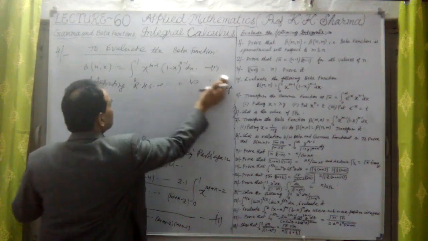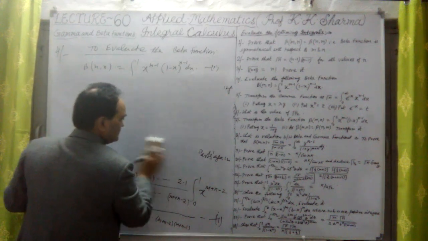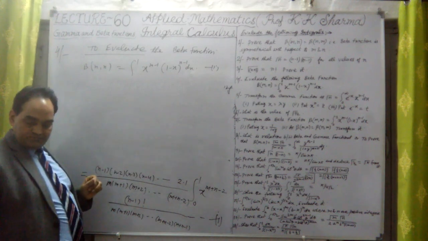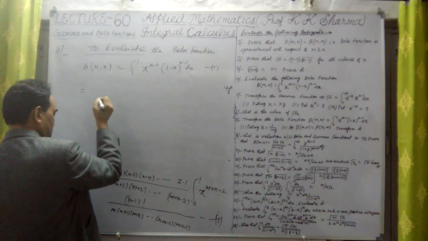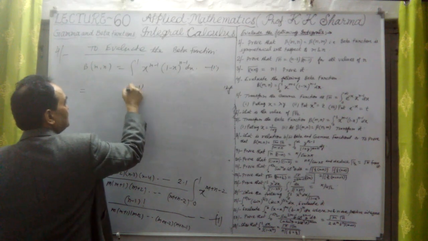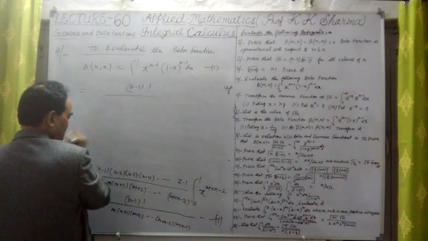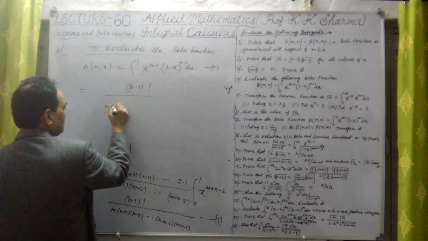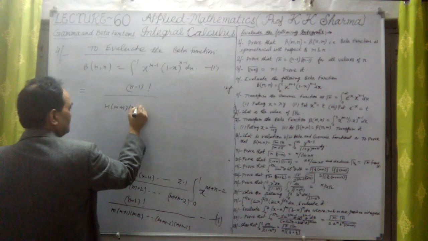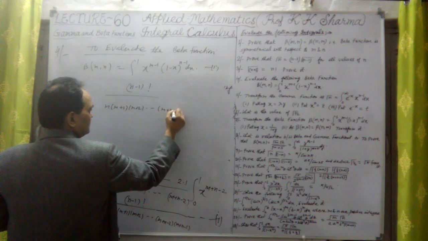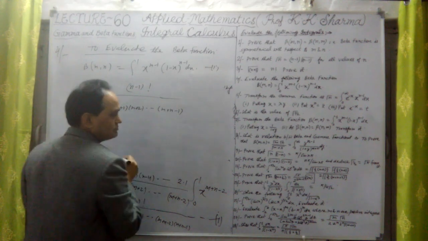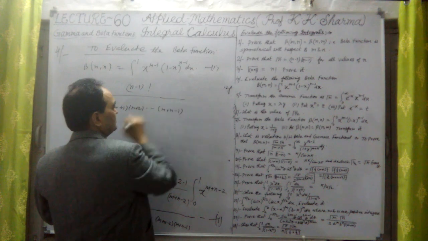In this case, n is positive. So this function will be, what will we get here? This is equal to (n minus 1)! divided by m into n plus 1, n plus 2, and so on, up to n plus m minus 1. Okay, this we have obtained here.